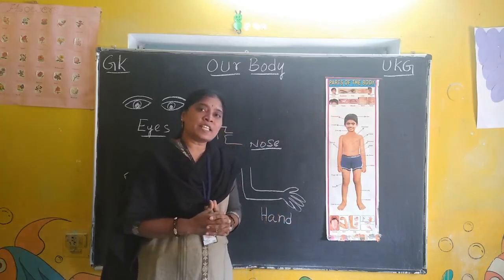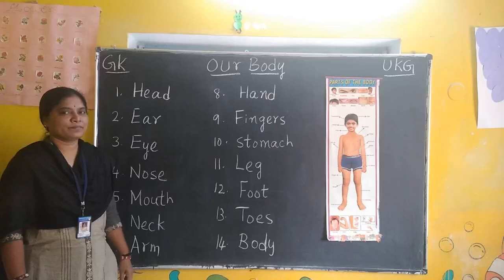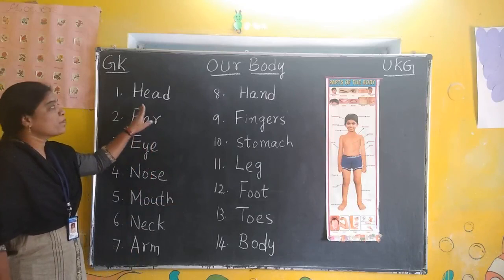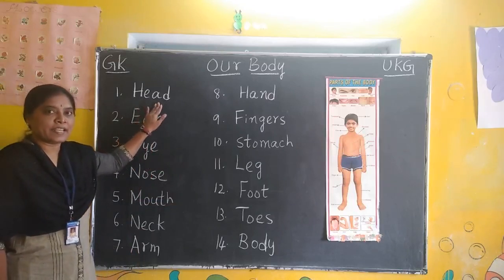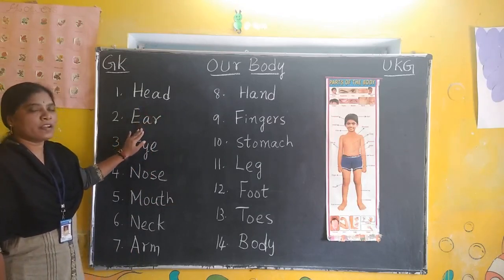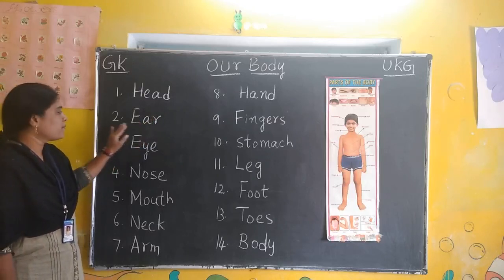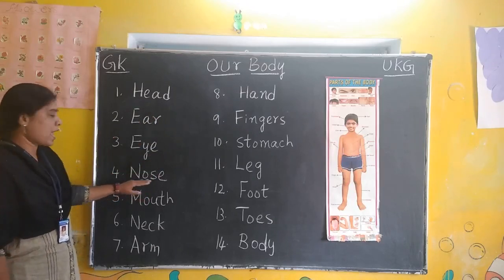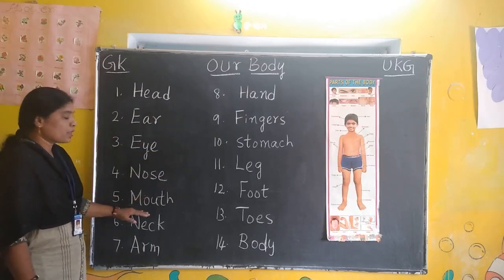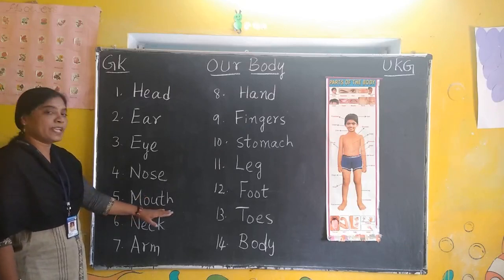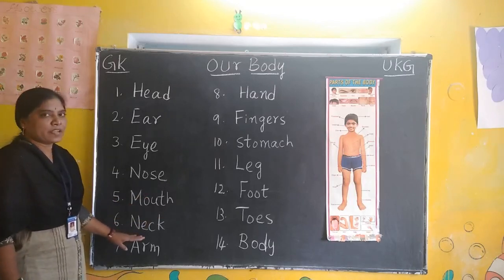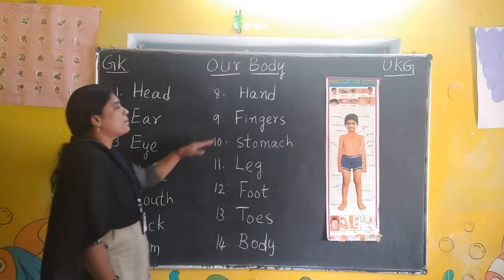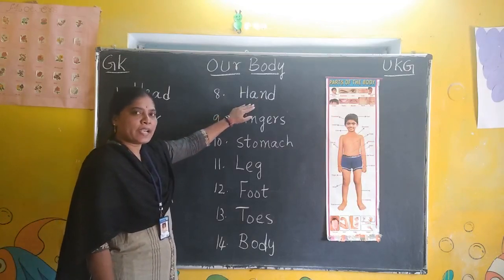Now let us learn these parts with spellings. Now look at the word. Learn these words with spellings. Head. H-E-A-D. Head. Ear. E-A-R. Ear. Eye. E-Y-E. Eye. Nose. N-O-S-E. Nose. Mouth. M-O-U-T-H. Mouth. Neck. N-E-C-K. Neck. Arm. A-R-M. Arm. Hand. H-A-N-D. Hand.